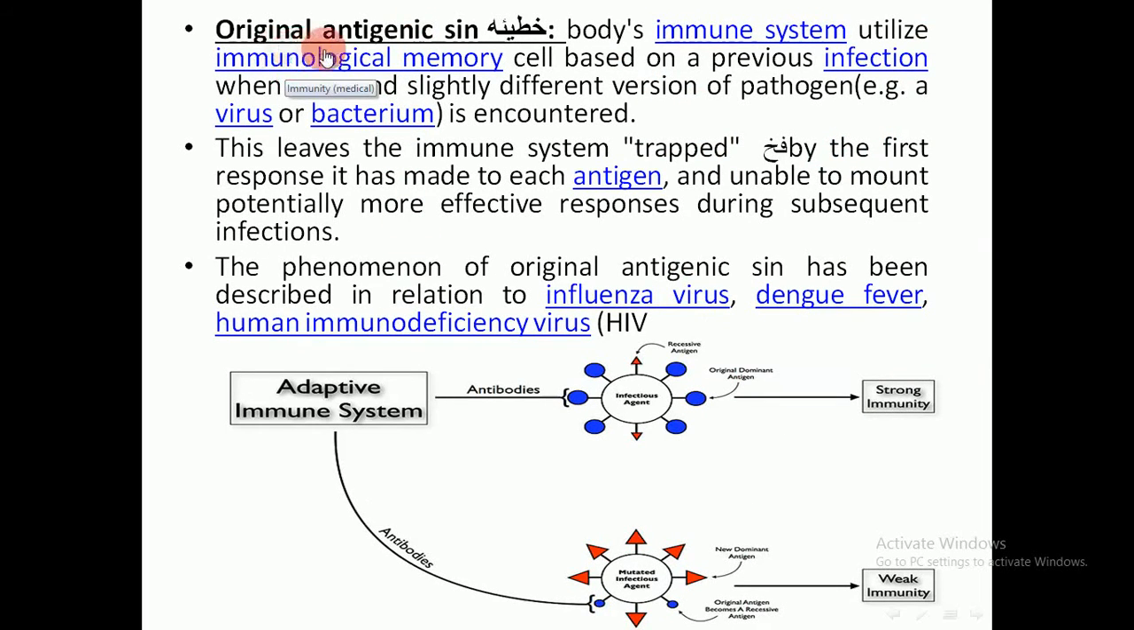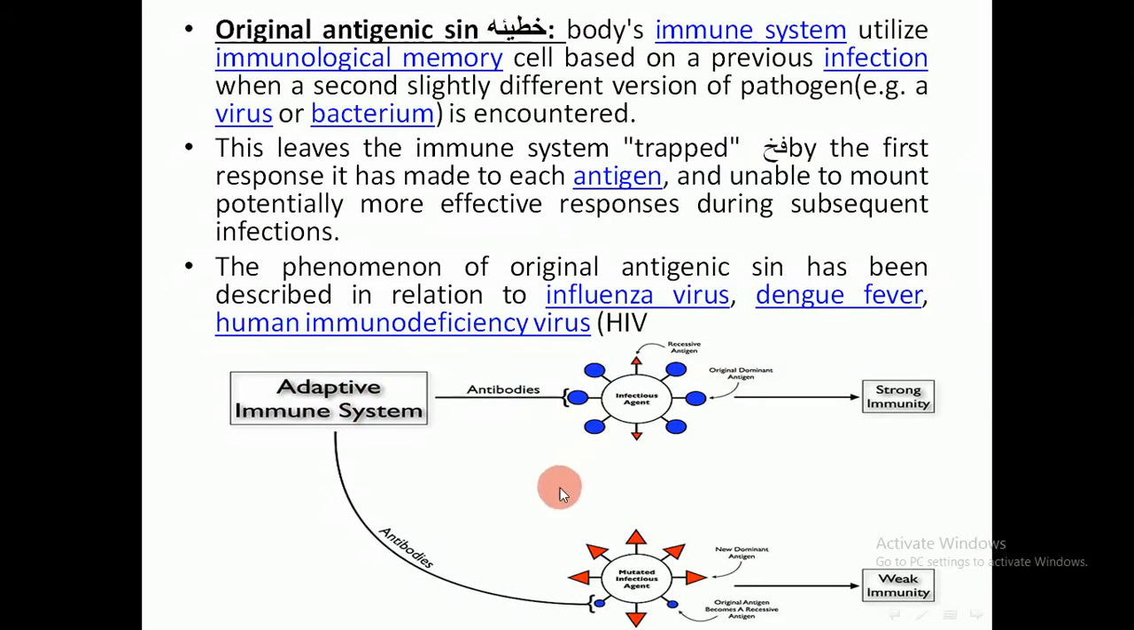There is also what is called original antigenic sin, in which the immune system utilizes immunological memory cells based on a previous infection when a second, slightly different version of the pathogen, like a virus or bacteria, is encountered. This leaves the immune system trapped by the first response it made to each antigen and unable to mount potentially more effective responses during subsequent infection. This phenomenon can be found in influenza virus, dengue fever, and HIV.